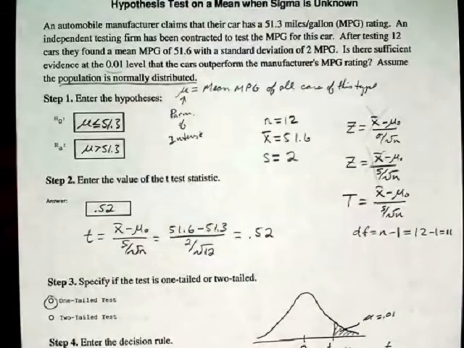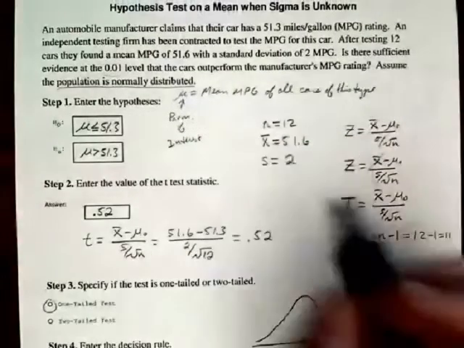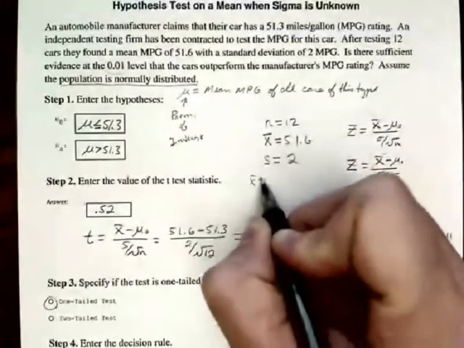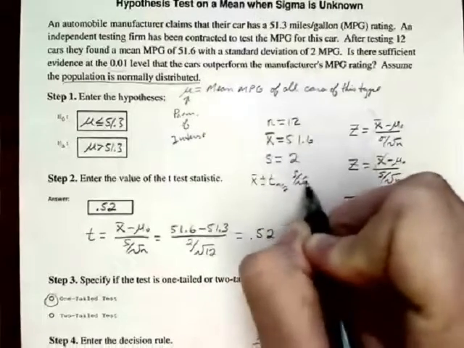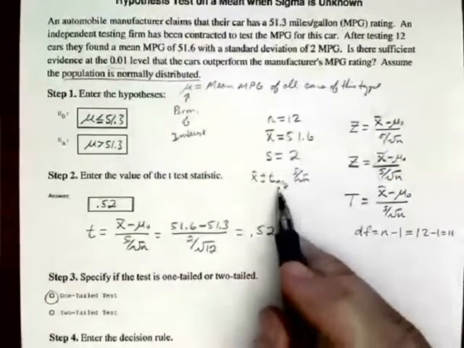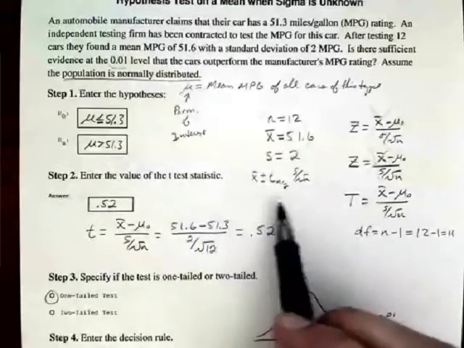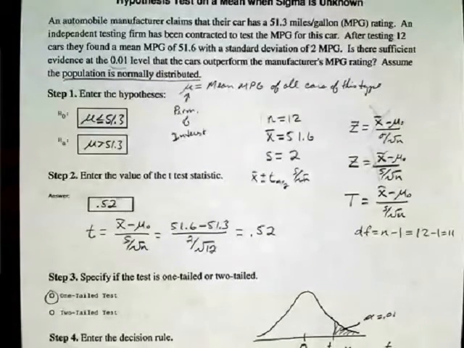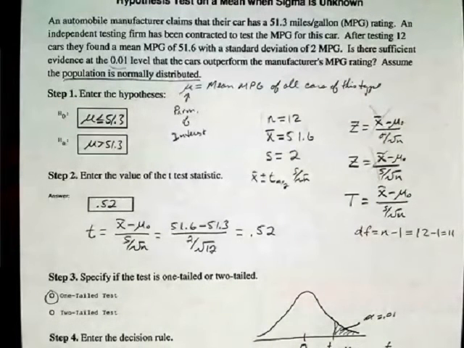If you wanted to go a little bit further, you could actually use the same data here and use this formula, x bar plus or minus t sub alpha over 2 times s over root n, the t interval, and you could estimate mu with a confidence interval. And that might give you an idea of where the mean miles per gallon of all cars of this type lies. That would be of interest for this manufacturer. Okay, I hope this was helpful.